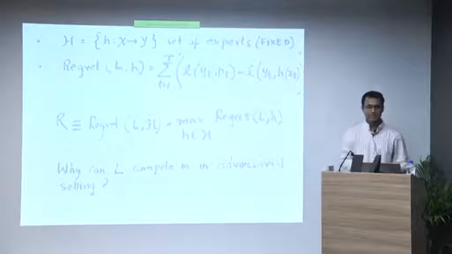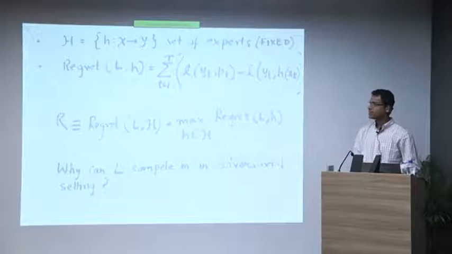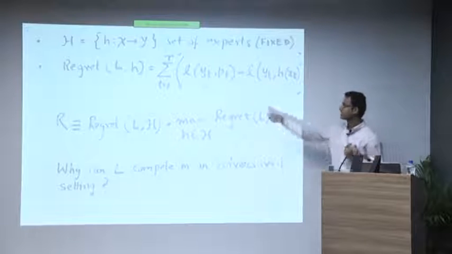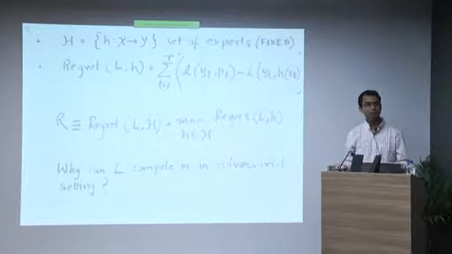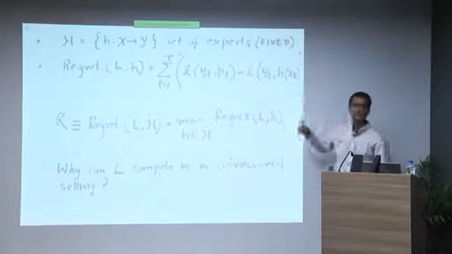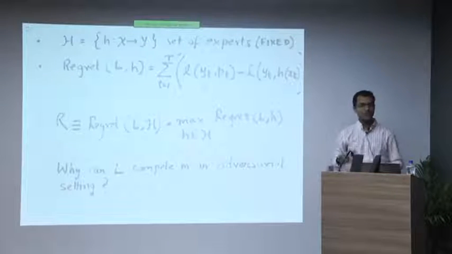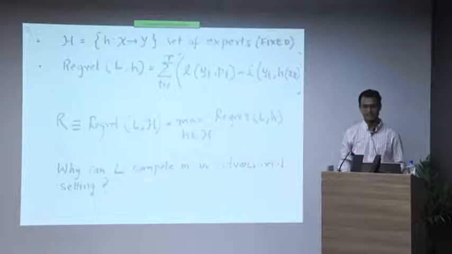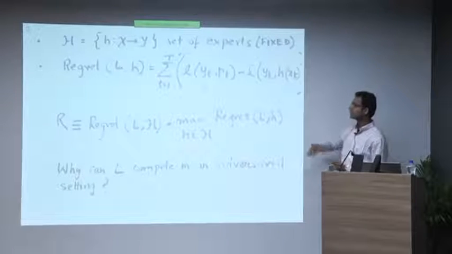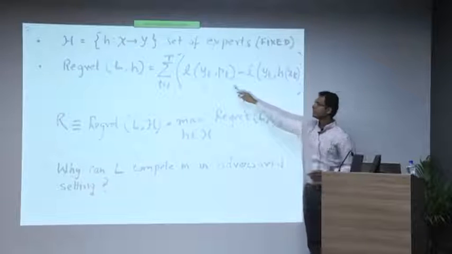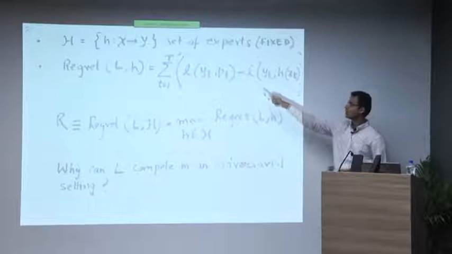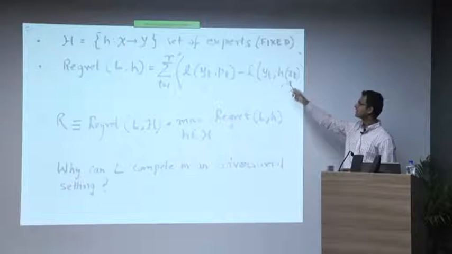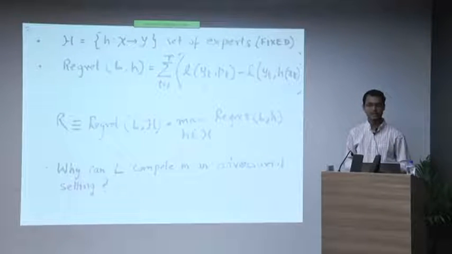So we'll have a set of experts, and we are the learner. We are generating a sequence of predictions p_t. Every expert in my set of experts is also going to generate predictions for every input instance. So now I can quantify something called regret. Okay, so regret is going to be just the cumulative loss incurred by me in every round, over a period of t rounds, minus the loss incurred by a specific expert h.